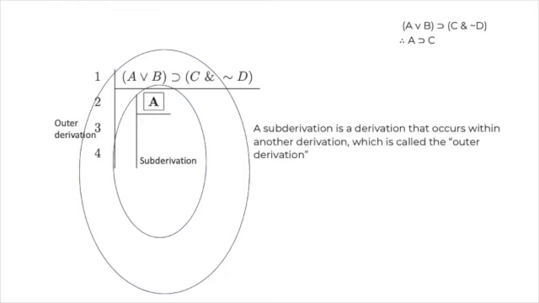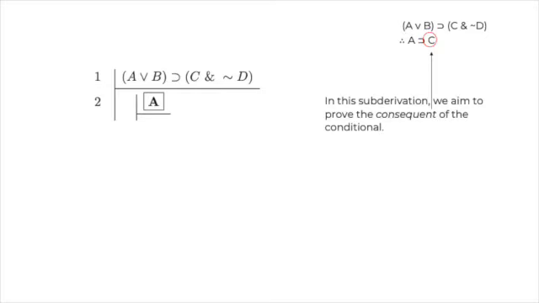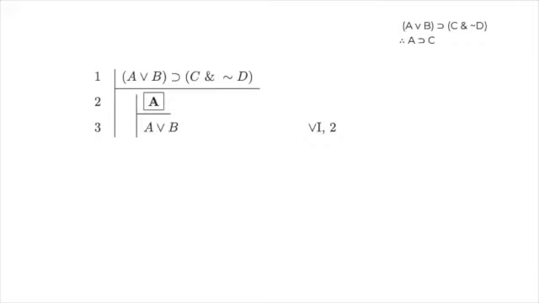So our premise in line 1 occurs in the outer derivation, whereas our assumption in line 2 is part of the subderivation. The purpose of our subderivation is to prove the consequent of the conditional we want to introduce, which in this case is C. So our goal here is to prove C. Our next step in the subderivation is to write A or B by means of disjunction introduction from line 2. In a later lesson, I'll discuss some strategies for constructing derivations, and we'll see why we might want to take certain steps at a particular stage of the proof as opposed to certain others.